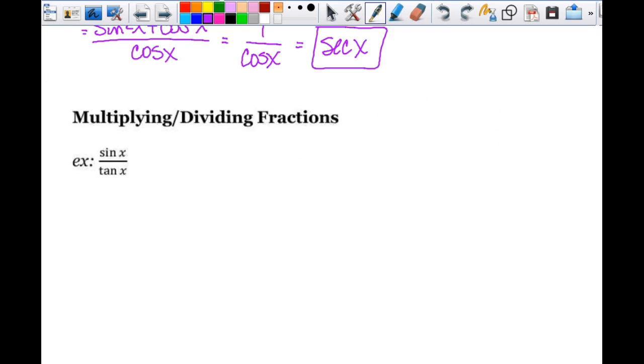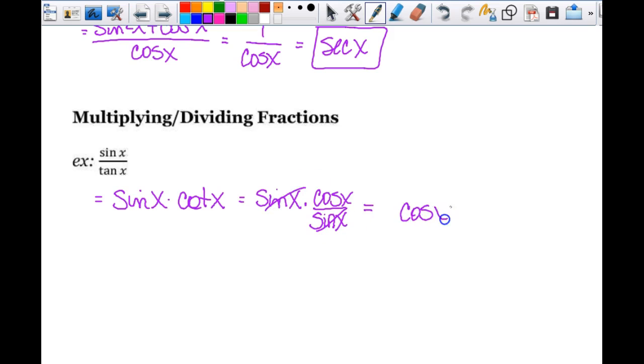So we know when we divide fractions, we can multiply by the reciprocal. So dividing by tangent is the same as multiplying by the reciprocal. So this could be sine of x times, what's the reciprocal of tangent? Cotangent. Then that means I get sine of x times how can I rewrite cotangent? Cosine over sine. Which means my final answer is cosine.